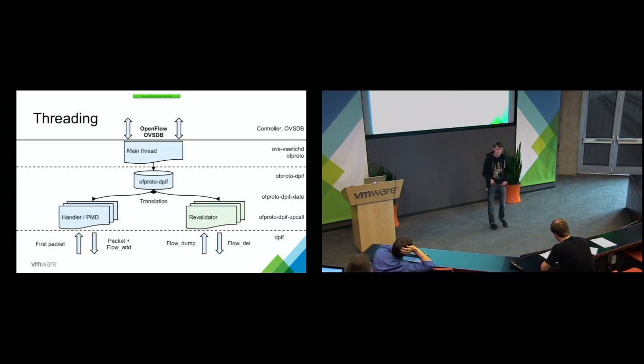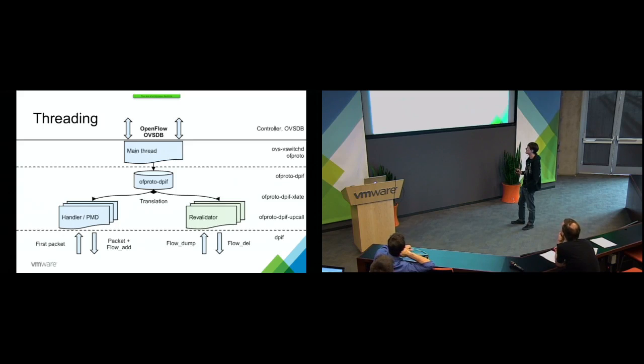So if you zoom in again, this is all ofproto in the middle here. Main thread, OVS vSwitchD, so OpenFlow and OVSDB is up here. You can think of this classifier in here, which stores the state about the current set of OpenFlow rules and the current OVSDB configuration for how the switch is going to behave. That's managed by the main thread. The main thread will terminate those connections up there and place the information into this classifier.